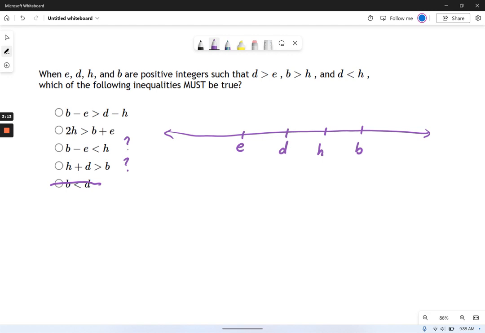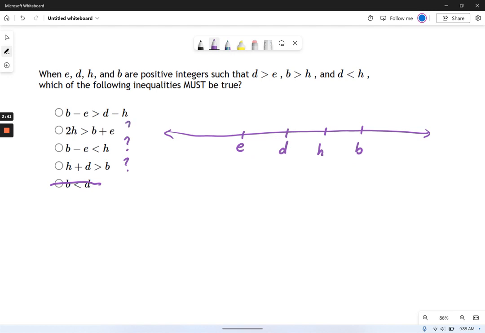Well, what about this next one? B minus E is less than H. Maybe it's true, maybe it's not. I don't know. You can make up some numbers if you like. That might help you along. But I don't see why this number, B, minus this number, needs to be greater than or less than this one. I just don't see what conclusions I can make there. Because what we're talking about when we say B minus E is the distance between them.